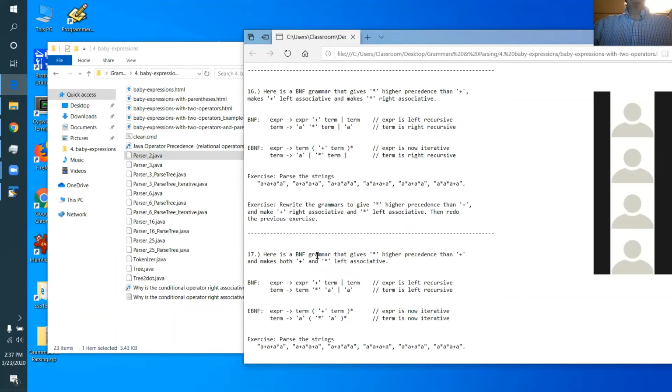So here's another one. This one is not ambiguous. This one should work. This would be one we could use. Multiplication has higher precedence because it's down lower in the productions. Expression is left recursive. Multiplication is right recursive. So addition has lower precedence than the multiplication. Addition is left recursive, and multiplication is right associative.